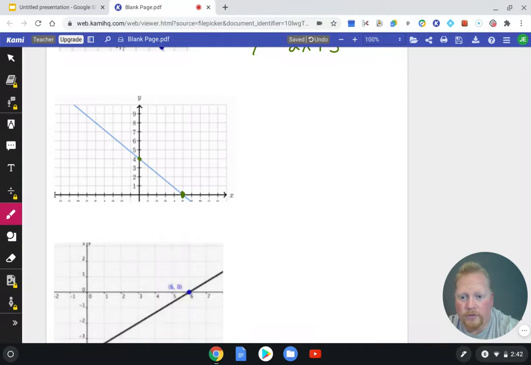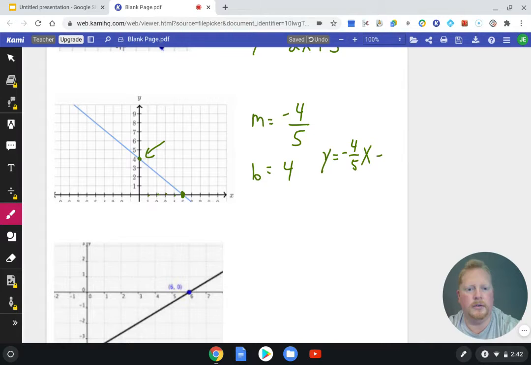So it looks like I go down 4 spots and forward 1, 2, 3, 4, 5. So it looks like my slope is negative 4/5. And then my b value, where does it cross the y-axis? Well, it crosses it right there at 4. So that makes my equation y equals negative 4/5 x plus 4. Final answer.